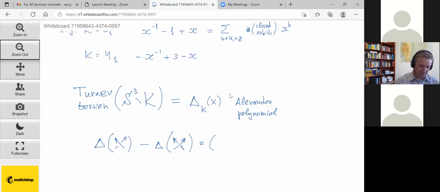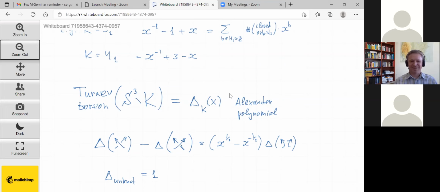Is equal to x^(1/2) minus x^(-1/2) times delta of no crossing. So with the initial condition that delta for the unknot is equal to 1, we can compute it for every knot, and in particular for this trefoil knot, figure 8 knot, and so on. You get, first of all, the answer to this counting problem, but also it shows what the definition of the Turaev torsion is.